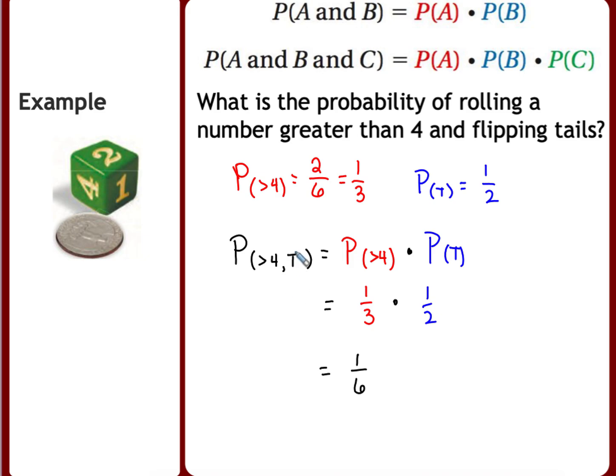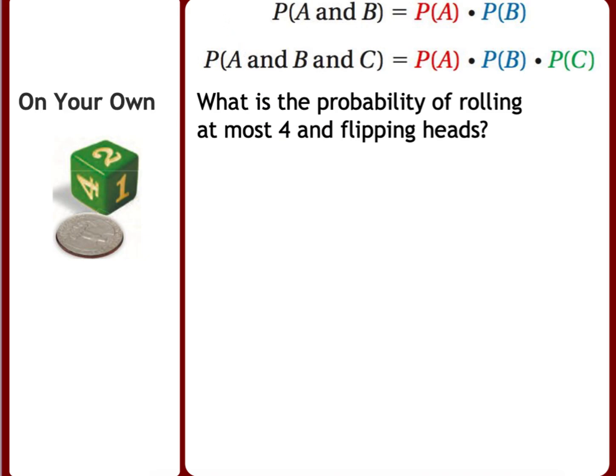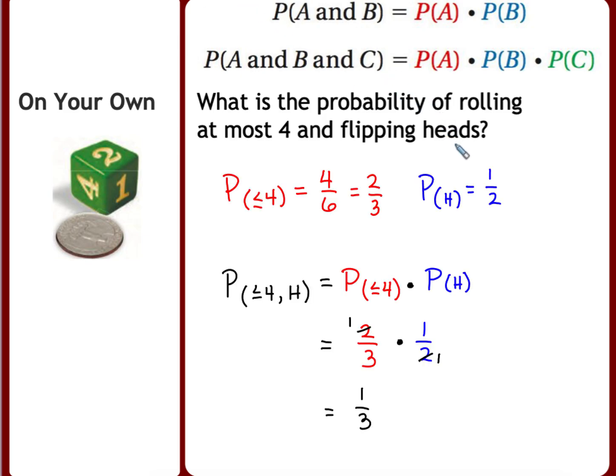All right, chance for you to do one on your own. So what's the probability of rolling at most 4, so 4 or less, and flipping heads? All right, so I'll give that one a try. So probability of rolling at most 4 is 2/3. Probability of flipping heads is 1/2. Multiply those and you get the probability of both of them happening is 1/3. All right, that'll do it for our lesson on compound events.